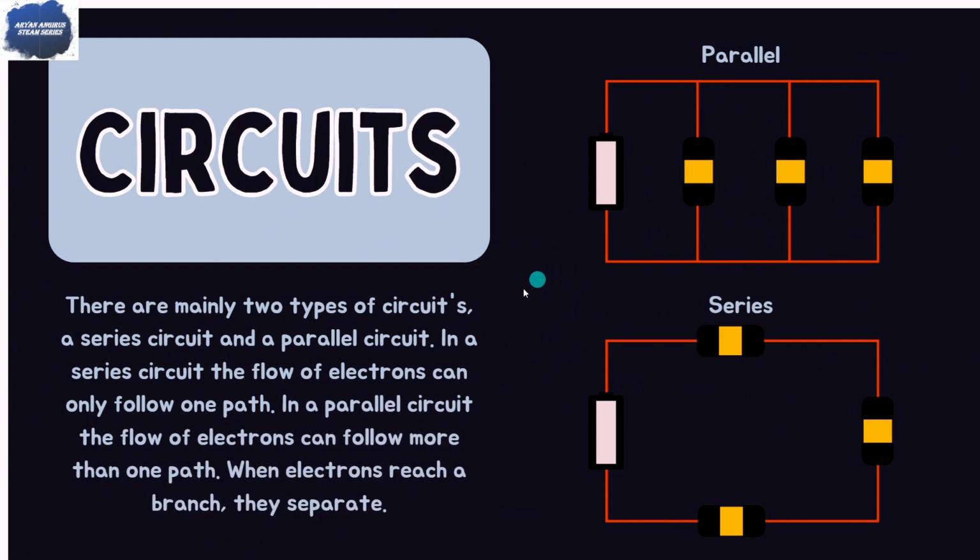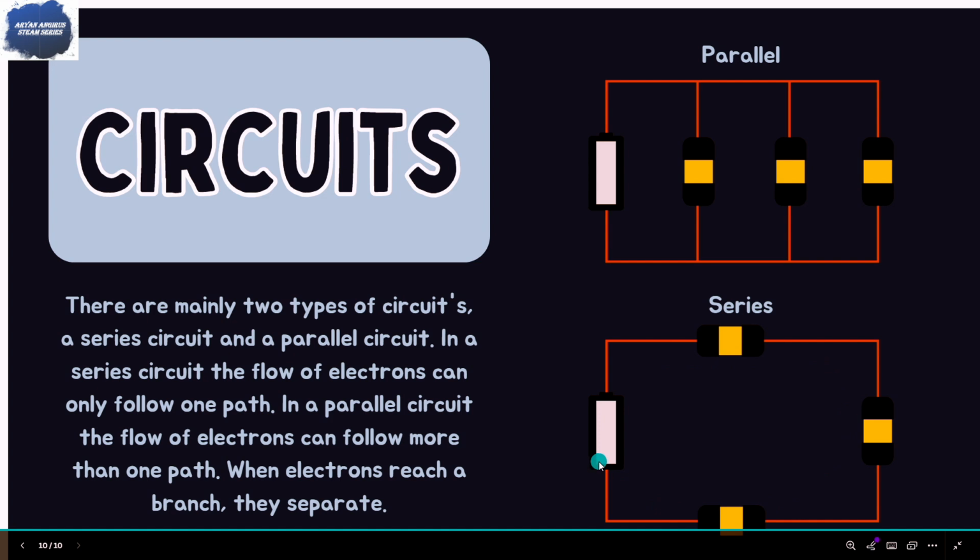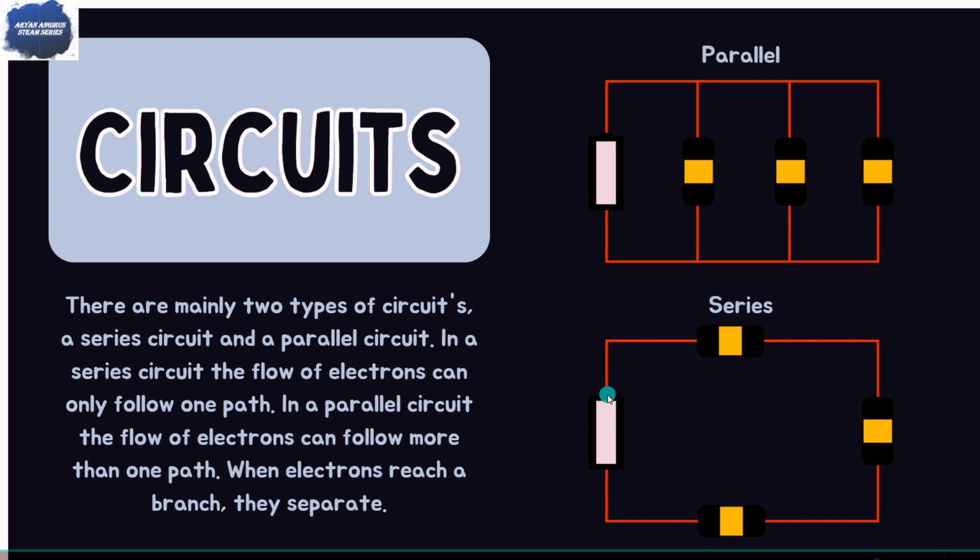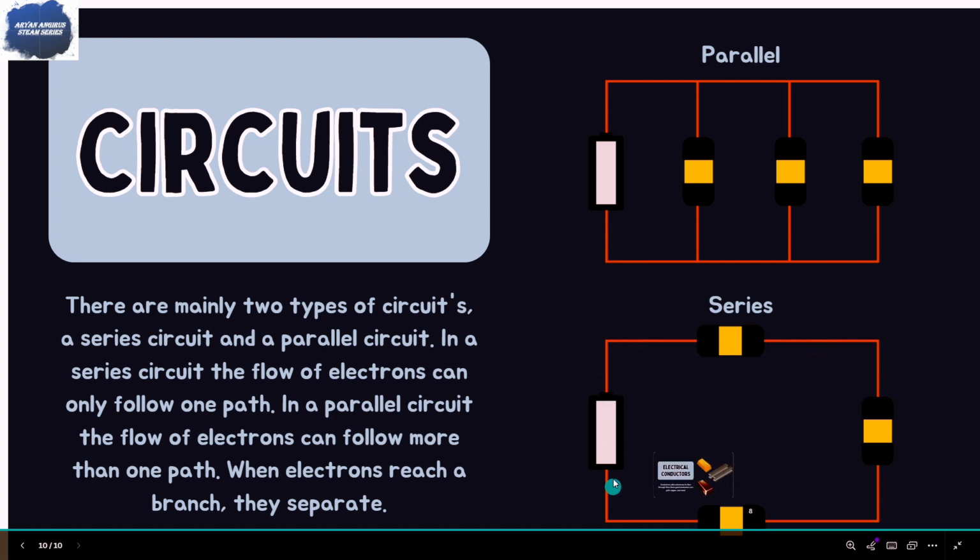Circuits. There are mainly 2 types of circuits, a series circuit and a parallel circuit. In a series circuit, the flow of electrons can only follow one path. Electrons always start on the negative side of the battery and flow to the positive side. In this series circuit, the orange is the wire, and these little black and yellow things are the load. It can be a light, it can be a motor, but we'll take these as a light. So the electrons will leave the negative side, go through here, complete the circuit, and get recharged back in the positive side of the battery.